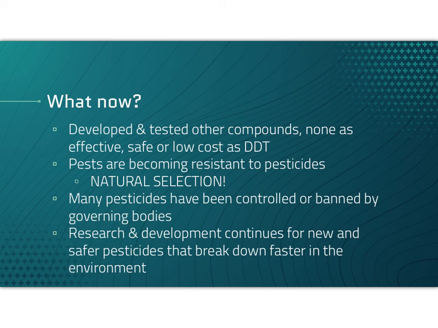Many pesticides have also been controlled or banned by governing bodies, like DDT. So research and development continues for new and safer pesticides that break down faster in the environment. Again, we don't want something that is persistent. We would like something to do its job and then break down right away.